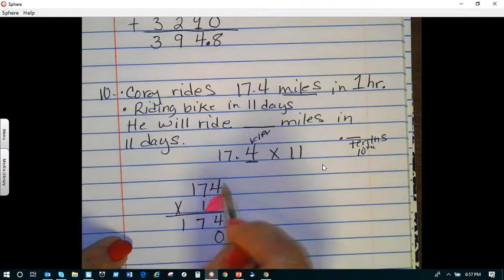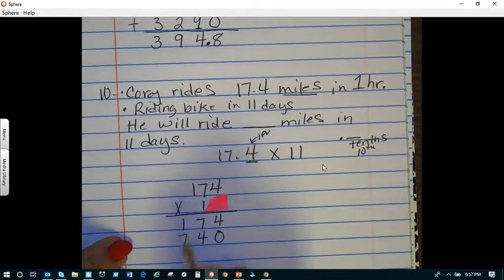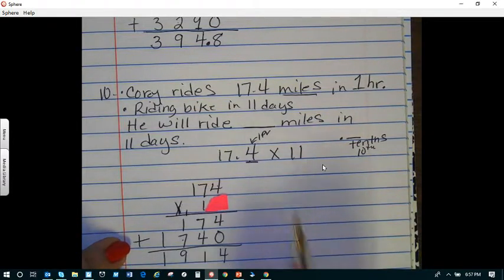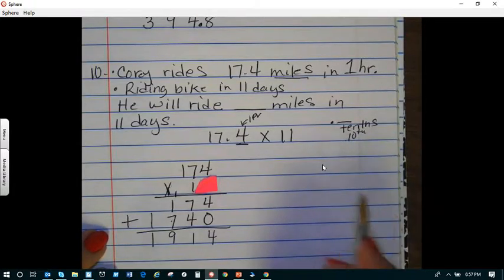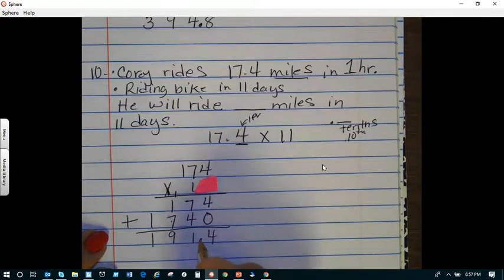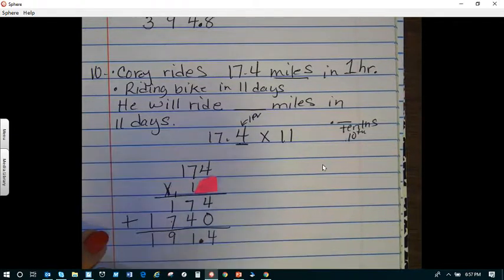So I have 4 in my ones place, 7 in my tens, and 1 in my hundreds, and I'm ready to add that up. It's 4, 11, 7, 8, 9, and 1. That was supposed to be right there. It's kind of hard to see. Okay, and now we said that my answer is going to have a decimal value of tenth. So it's going to be right here, and so my answer is A.